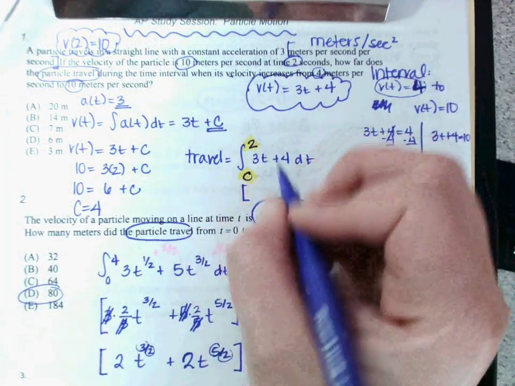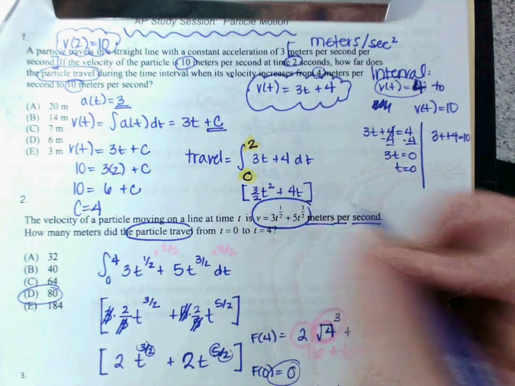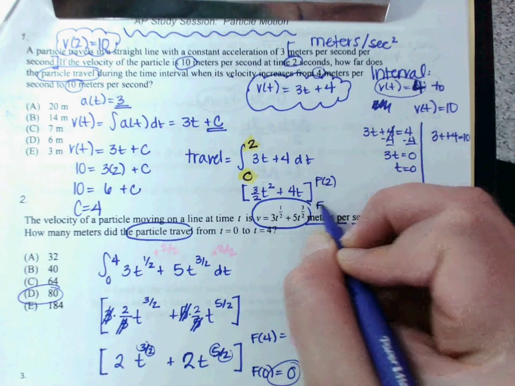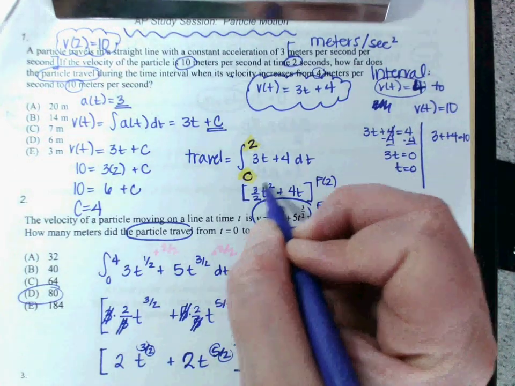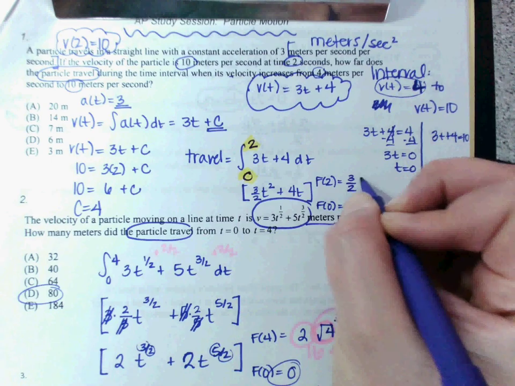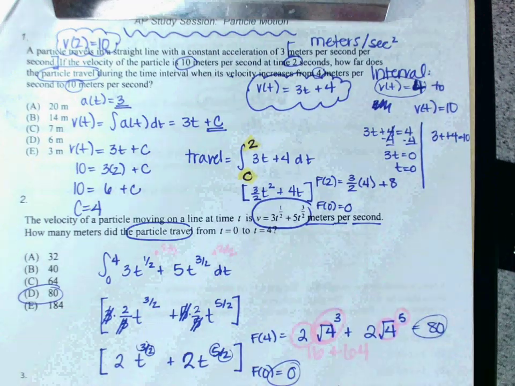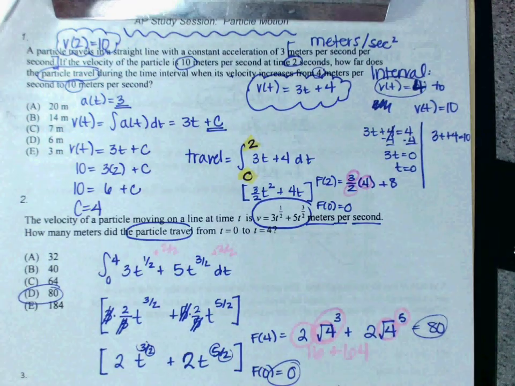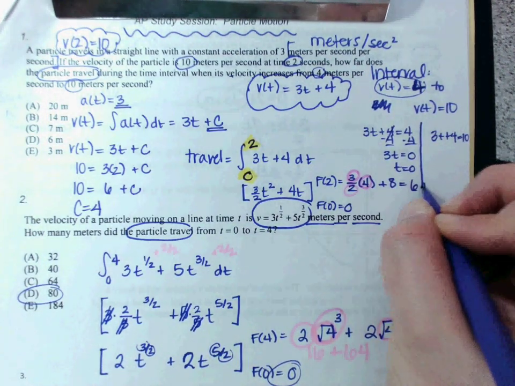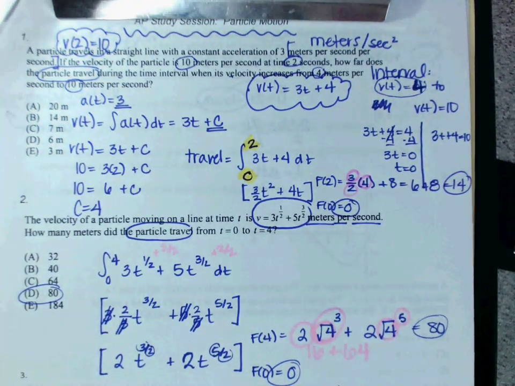So it'll be 3 over 2 t squared, and then the antiderivative of 4 is 4t. Then we're plugging in 2 and 0. I'm going to do 0 first. These both go to 0. 2 squared here is 4, so I have 3 halves of 4 plus 4 times 2, which is 8. And then a little bit of math here: 4 times 3 is 12, divided by 2 is 6. So really that's 6 plus 8, which comes out to be 14. And then 14 minus 0 comes out to be 14. Okay.